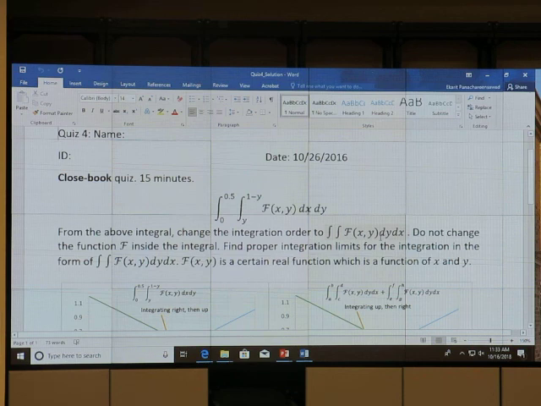that we have some integration trick. Okay? So 2 years ago, I have this equation: integral from 0 to 0.5, y to 1 minus y, of any function f(x, y) dx dy. From the above integral, change the integration order to dy dx from dx dy. Do not change the function f inside the integral. Find proper integration limit for the integration in the form of something something dy dx. f(x, y) is a certain real function, which is a function of x and y. How do we swap the integration limit?